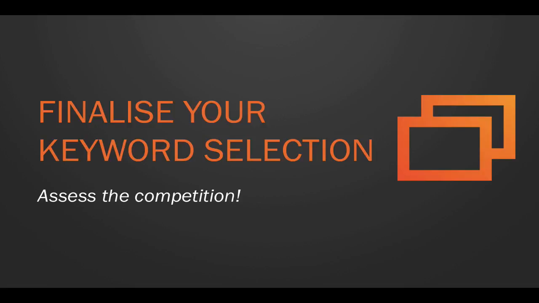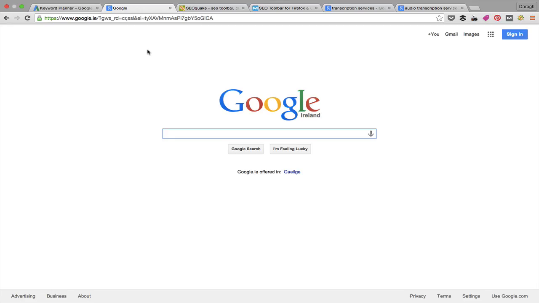So once you've got a bunch of keywords that meet the criteria that we've talked about in the previous lectures, the final step then is really to assess the competition: who is appearing in the search results for that particular keyword, and will you be able to beat them? Will you be able to win that fight?